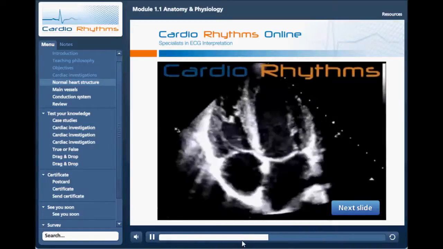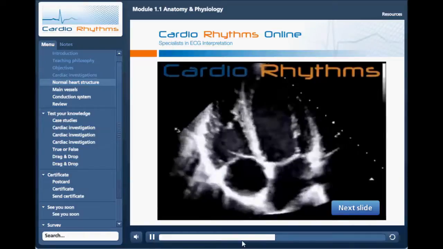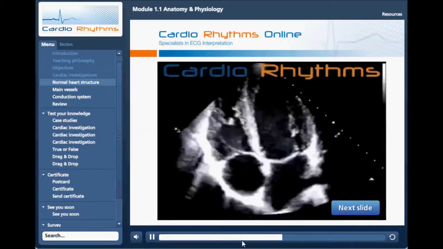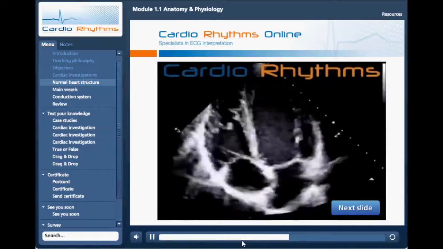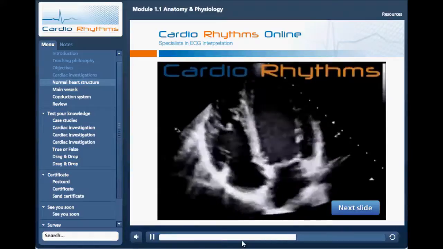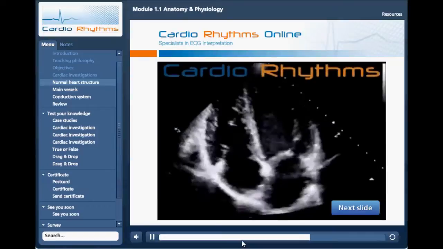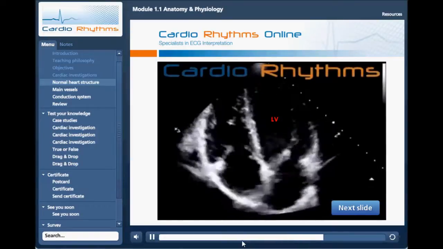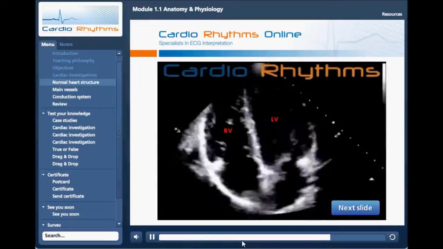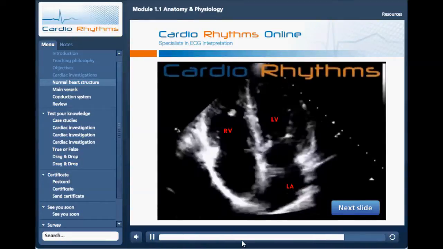However, we know that normally the ventricles are larger than the atria and that the left ventricle is larger than the right ventricle, so we shouldn't have too many problems identifying the main structures. So here we have the left ventricle, the right ventricle, the left atrium, and the right atrium.